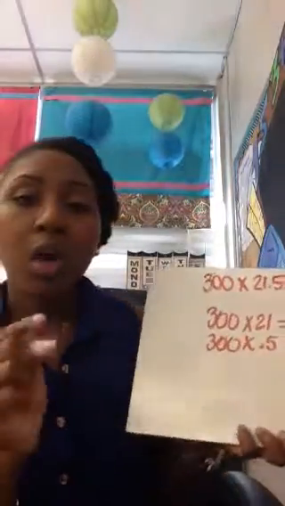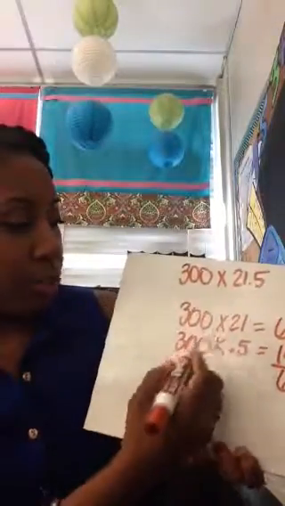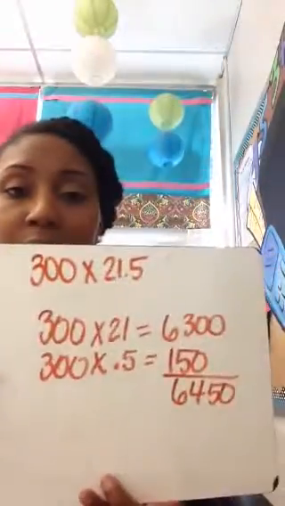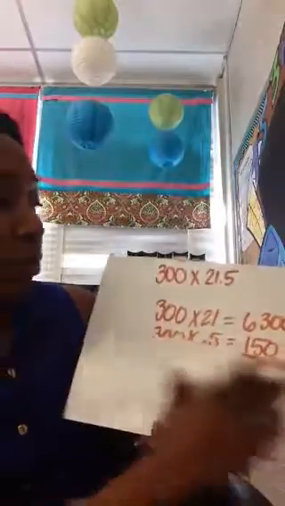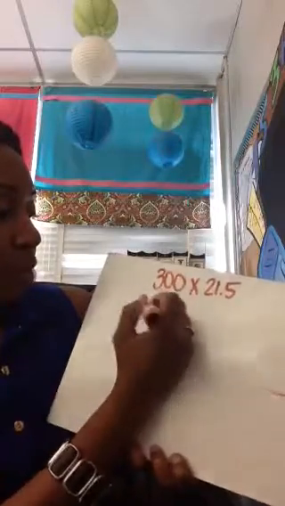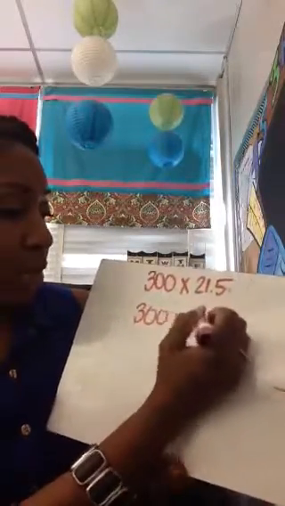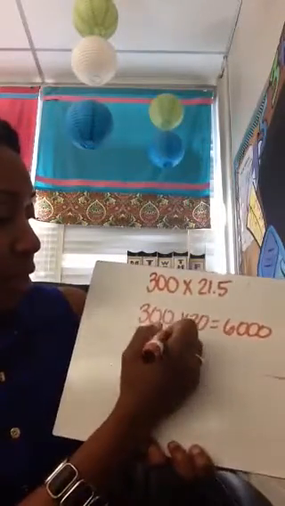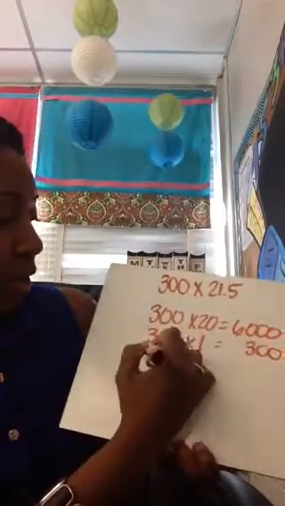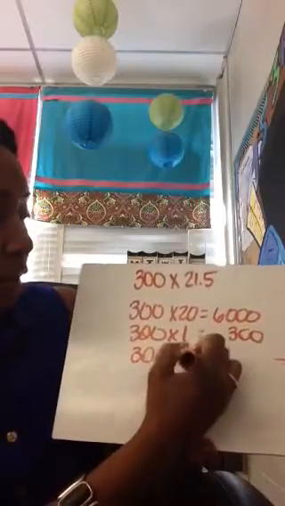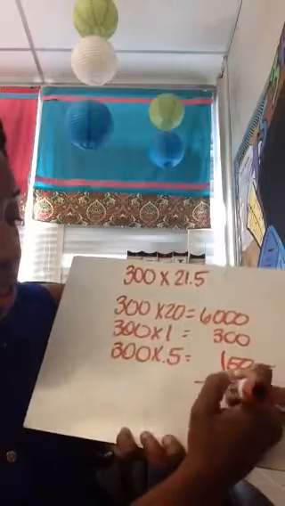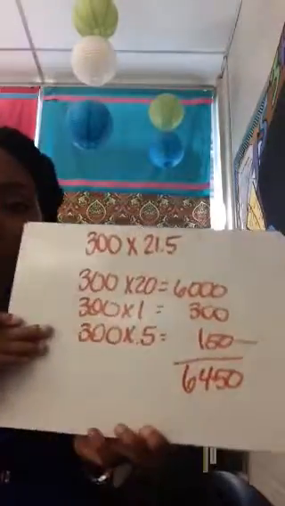All right. So if you're wondering, can we do 300 times 20 and then 300 times 1? Yes, that is absolutely fine. You can do it the exact same way, and I will show you. So I have 300 times 20, which is going to give me 6,000. Then I have 300 times 1. It's going to give me 300. And then I have 300 times 5/10. It's going to give me 150. Add those up together, and I still get 6,450.